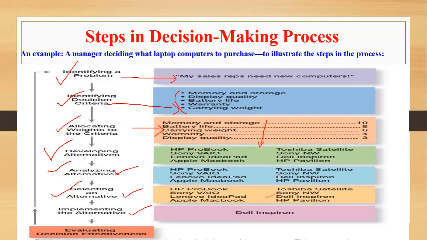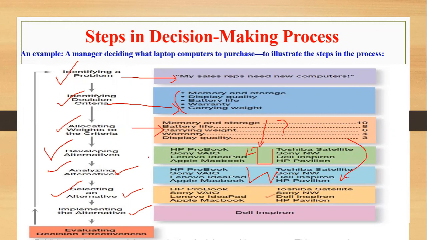Developing the alternatives: we can go from the point of view of HP ProBook, Sony, Lenovo, Apple and all that. So these are the different alternatives that we can select, compared to some specific brand. Then analyzing the criteria, you have to analyze the alternatives and see which one is the best one. As per this criteria, you can match them with the alternatives. Which one is the best one?